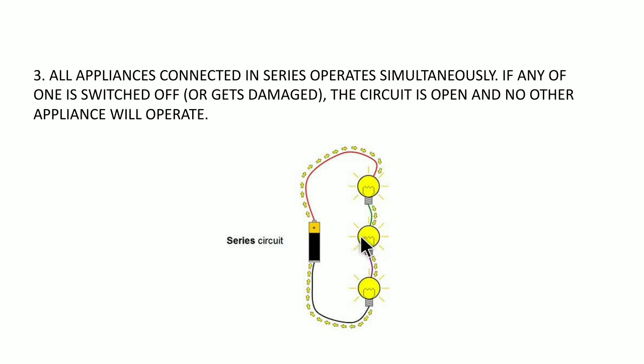Or if the second one gets damaged, again the circuit is open, then again the first one and the third one will also not work. And if the third one gets damaged, similarly the first and the second one will also not be operating. Why? Because the circuit is open and hence there will be no flow of current. Okay, so this is disadvantage number 3.